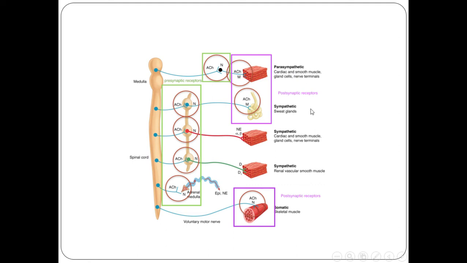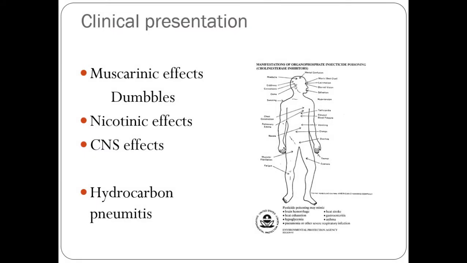This picture represents the sites of acetylcholine, as you see here: postganglionic parasympathetic and sympathetic to the sweat gland. These are called muscarinic receptors. Here in the motor endplate, or in the adrenal medulla, suprarenal medulla, or in the autonomic ganglia, these sites are called nicotinic receptors. So the clinical presentation of acetylcholine excess is a mixture of central, nicotinic, and muscarinic.